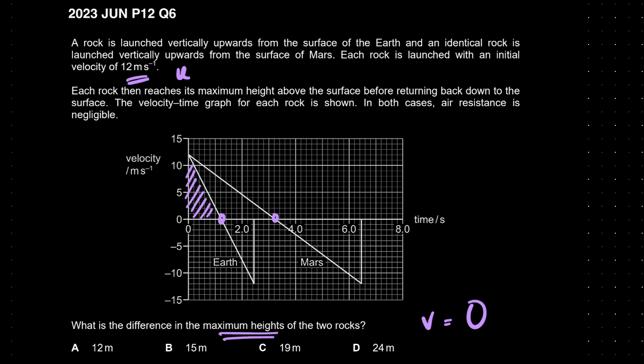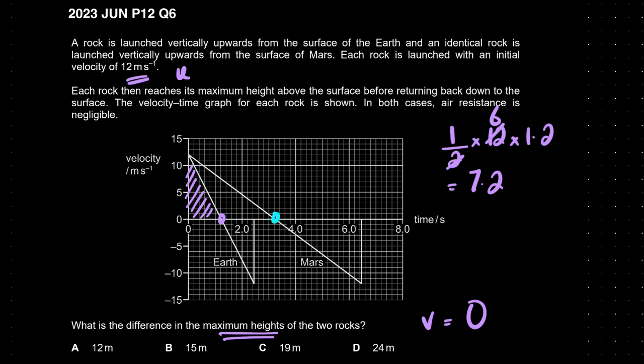So this starts from 12. So I need to read this axis now. So this would be 1, this would be 1.2, 1.4, 1.6, 1.8. So this is half into 12 into 1.2, right? This is for Earth. So what's the max height in this case? It's just going to be 6 times 1.2. Let's see what that turns out to be. So that is 7.2. And then I do the same thing for Mars.